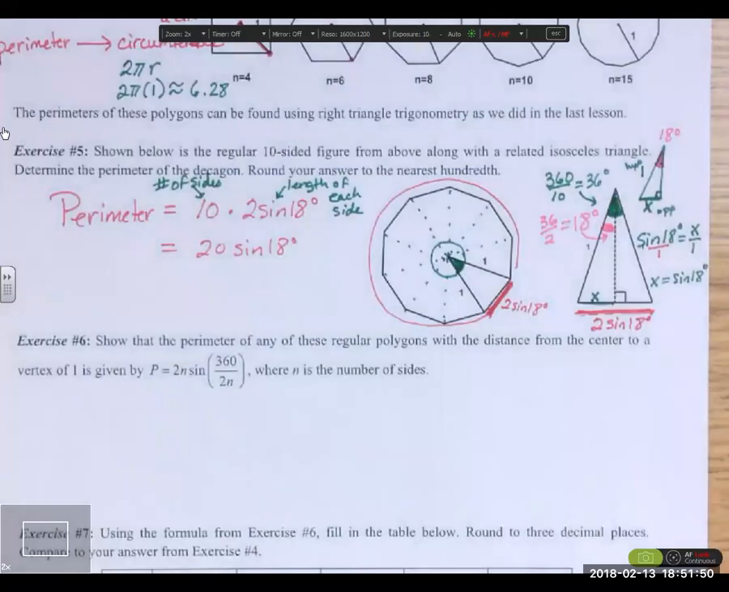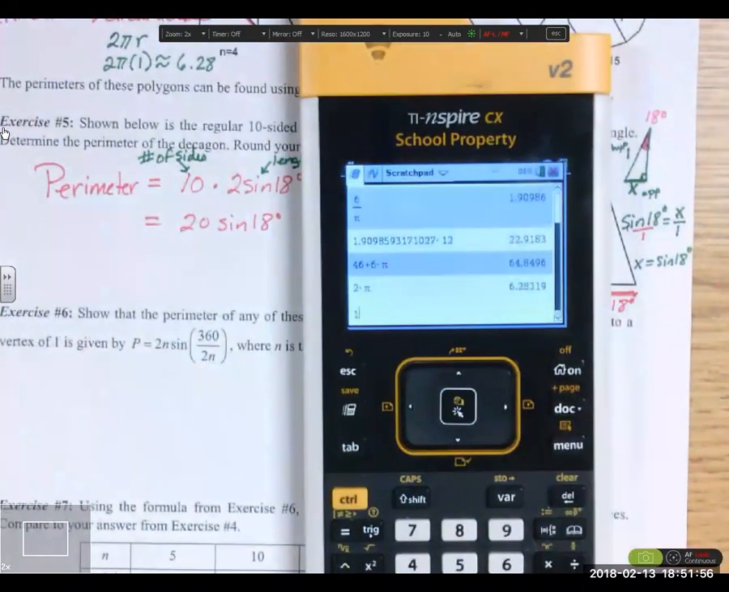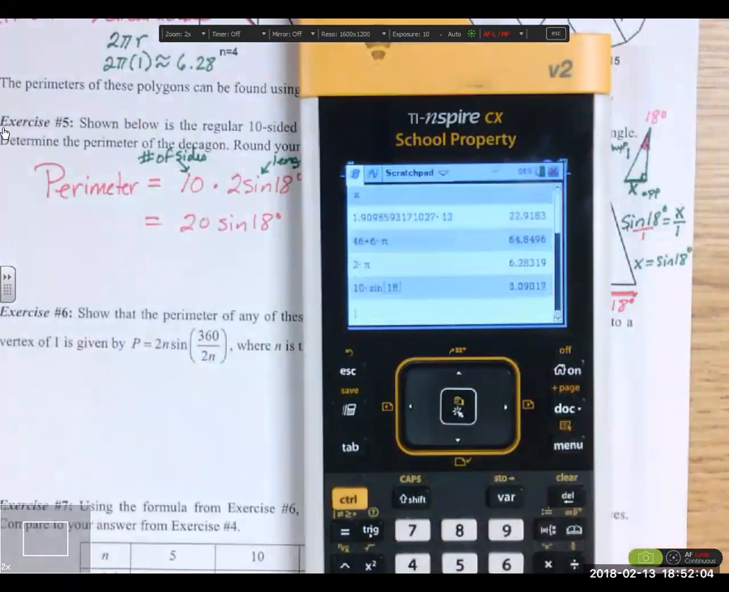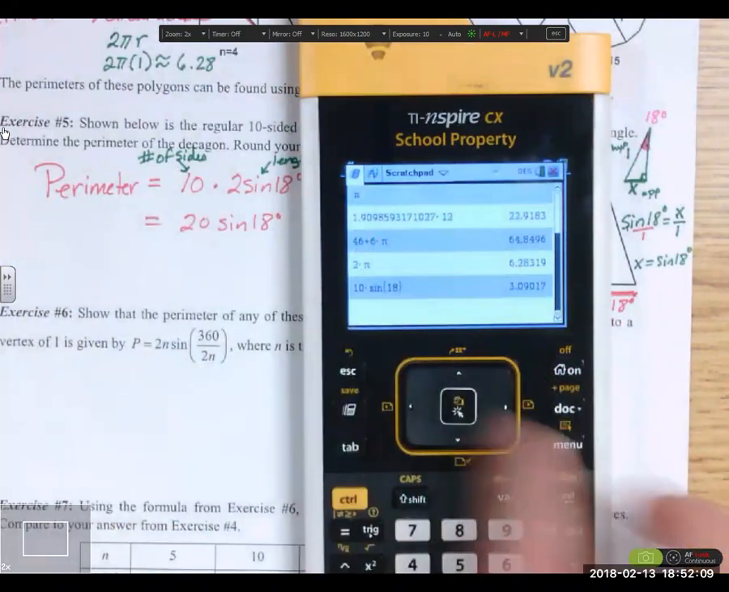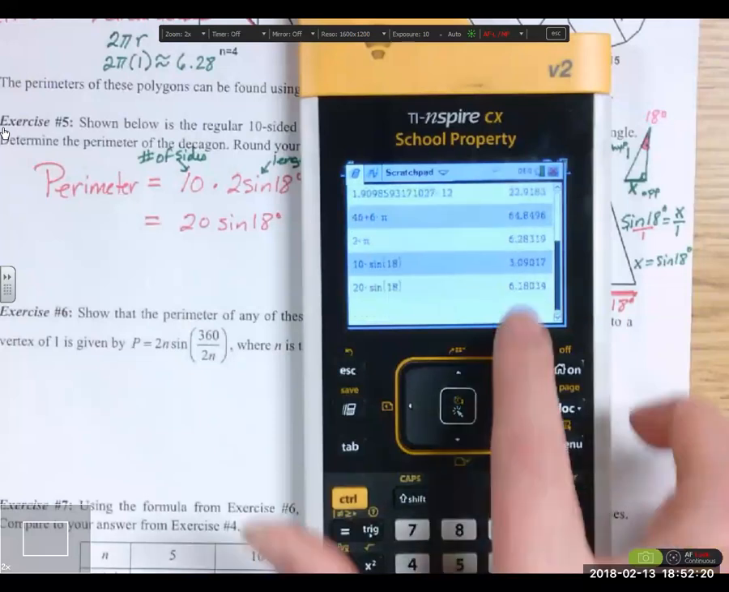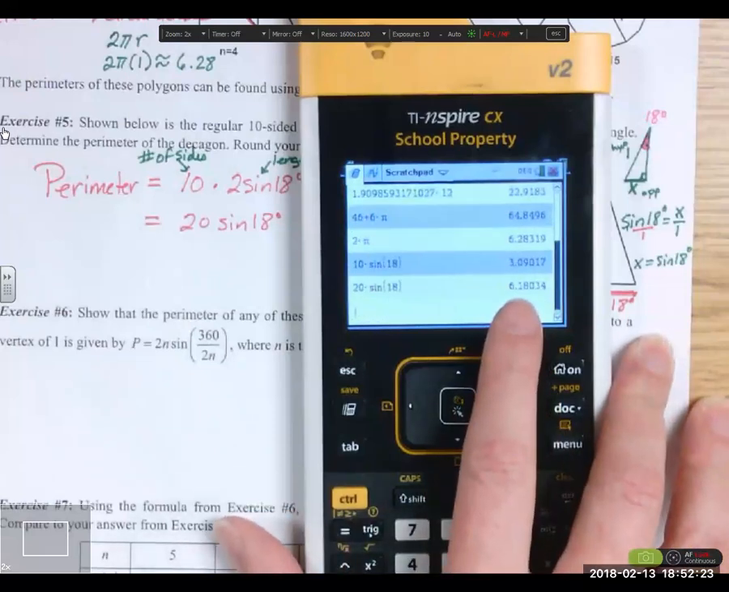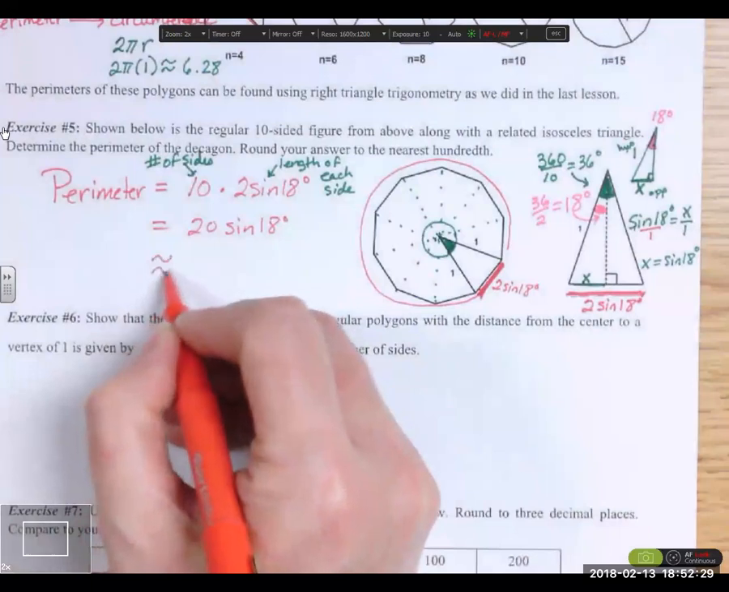Okay, well, let's look at what that decimal is. What do we get with 10 times the sine of 18? Oops, mistake. Let me try again. That should have been 20 times the sine of 18. I didn't type it in right. 20 times the sine of 18. I wasn't getting the number I expected to get. Okay, I like that number a lot more. So it's about 6.18.